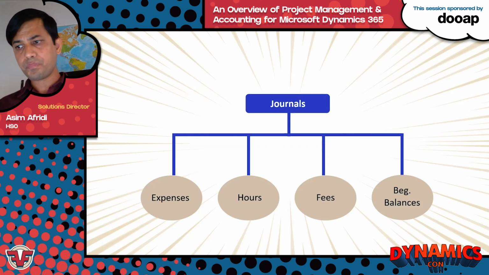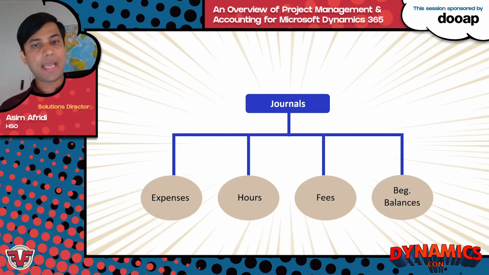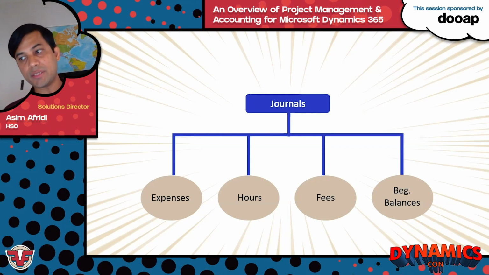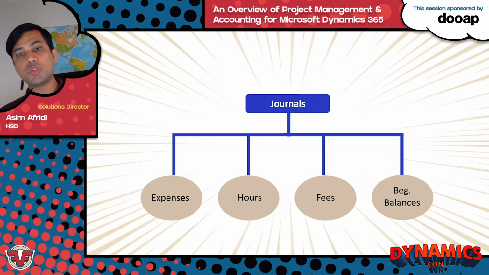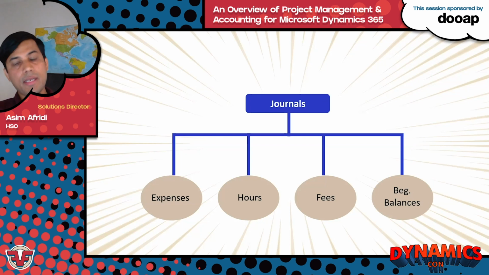So moving on, journals, like any other subledger module, are the entry point into the project accounting system. Journals are pretty much always used. Sometimes they are used in the background in projects based on the configurations and settings. For example, when a timesheet is processed, it translates into an hour journal in the background.